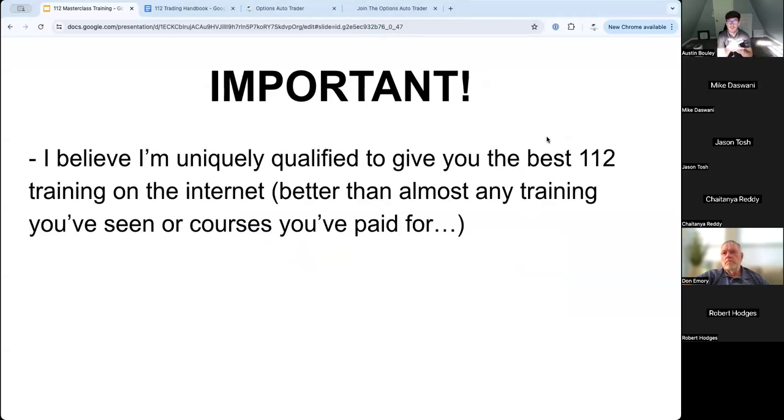Anyways, I just want to set the scene correctly. I believe I'm uniquely qualified to give you the best 112 trading training on the internet, better than almost any other course or training you've seen. I believe that because I have access to the options auto trader, which gives me access to over 1,000 112 trades. So I can see verified trades, what is happening with these trades and how to do them correctly. Again, I was not the pioneer for this trade. That was Tom King, who made this trade big, which was awesome.